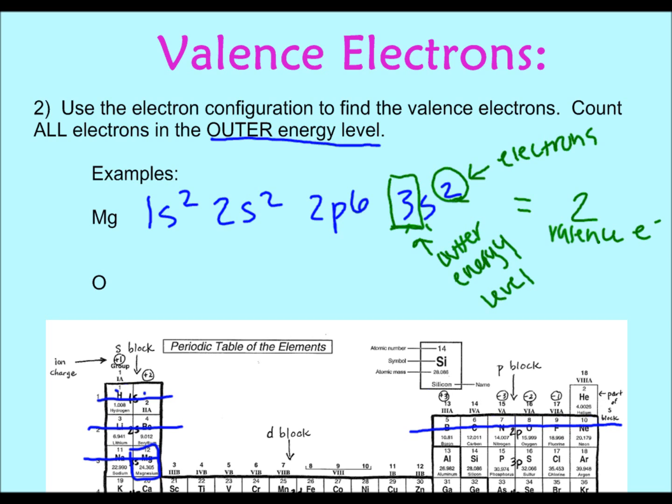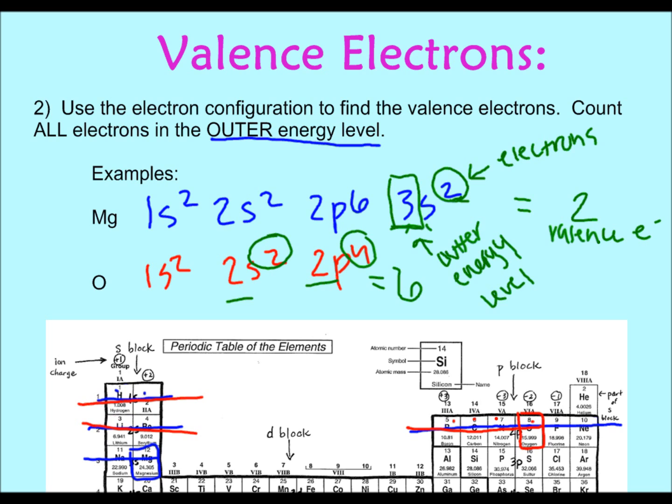Okay, so let's try oxygen. Okay, oxygen is located right here. So in order to do the electron configuration, I have to go through 1s2, 2s2, 2p, and I'm going to stop at 2p. 1, 2, 3, 4. So 2p4. Now, the outer energy level here is the 2. So I have to add the exponents together, and I get a valence electron of 6. Okay, so those are the 2 different ways that we explained to you last semester, valence electrons.